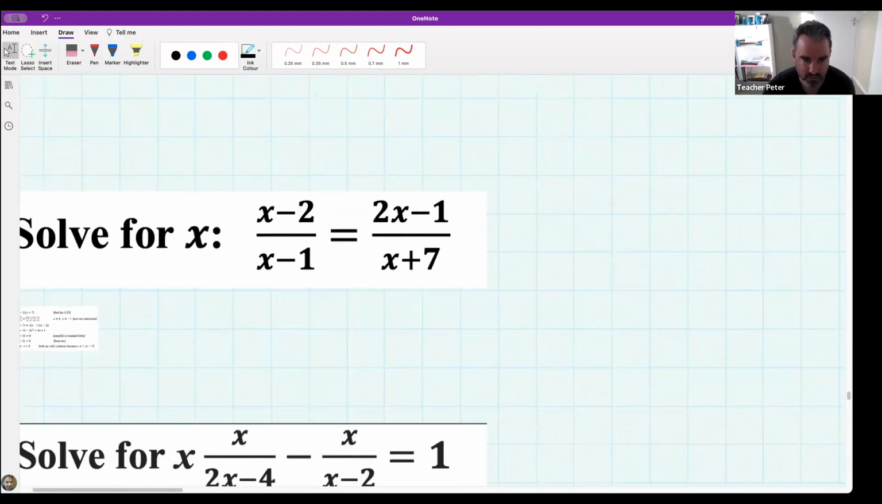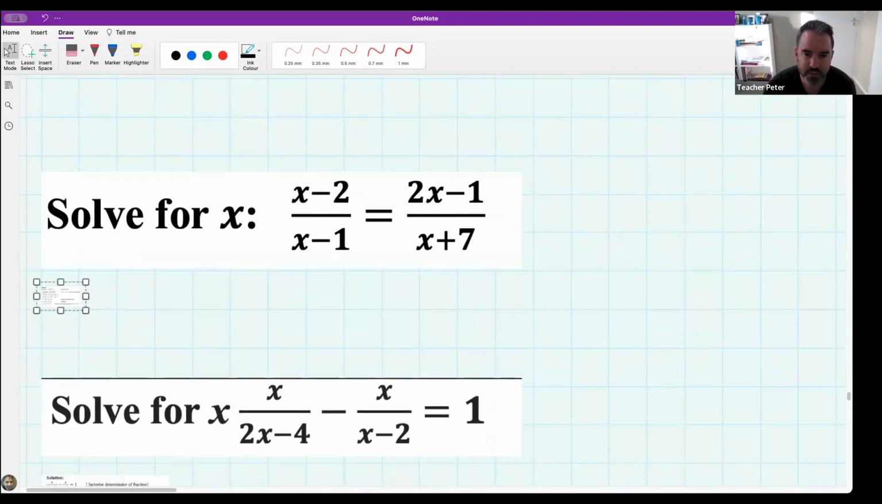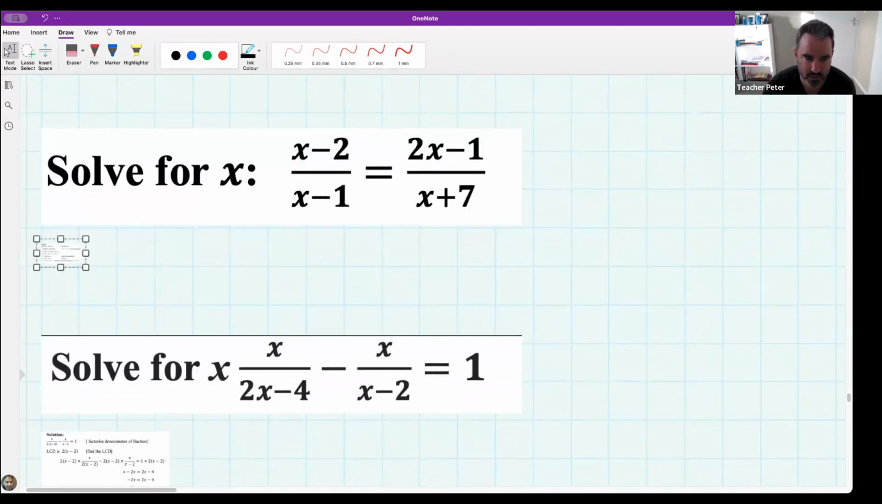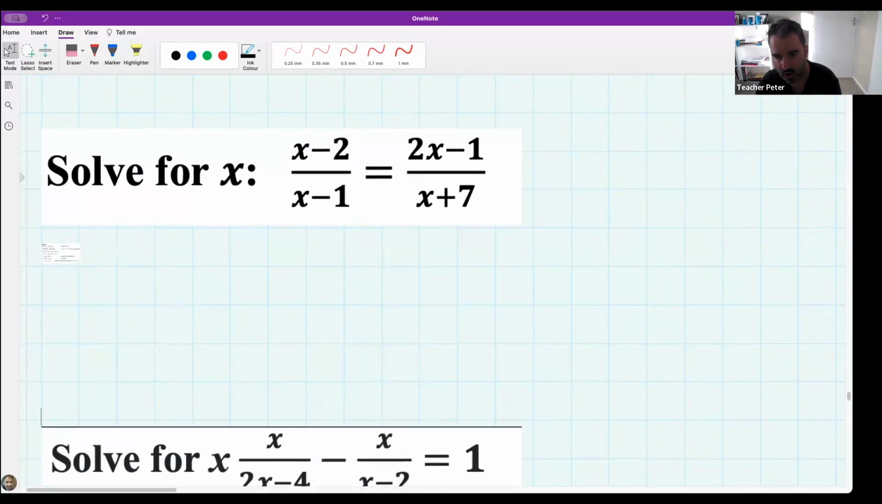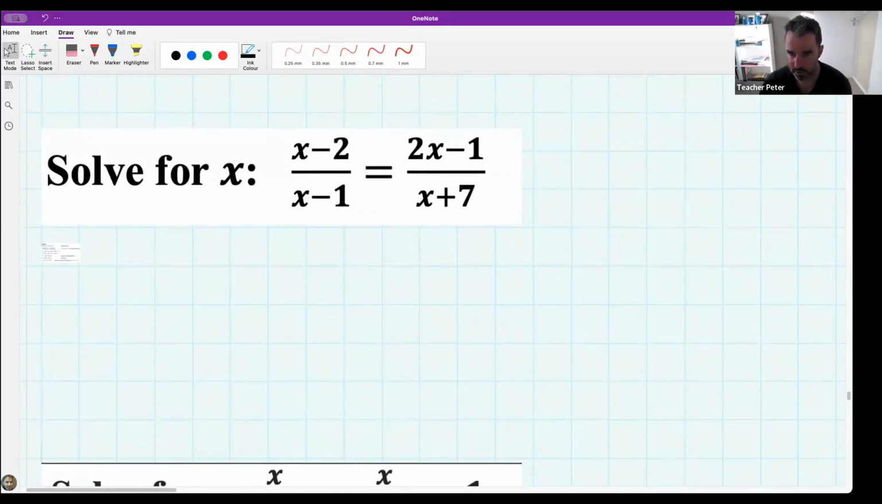Solve for x equations with fractions. Now, the key thing that you're going to need to do in these types of questions is get rid of the stuff at the bottom. What I'm going to suggest as the best way to do this is to get the lowest common multiple, what they call an LCM.